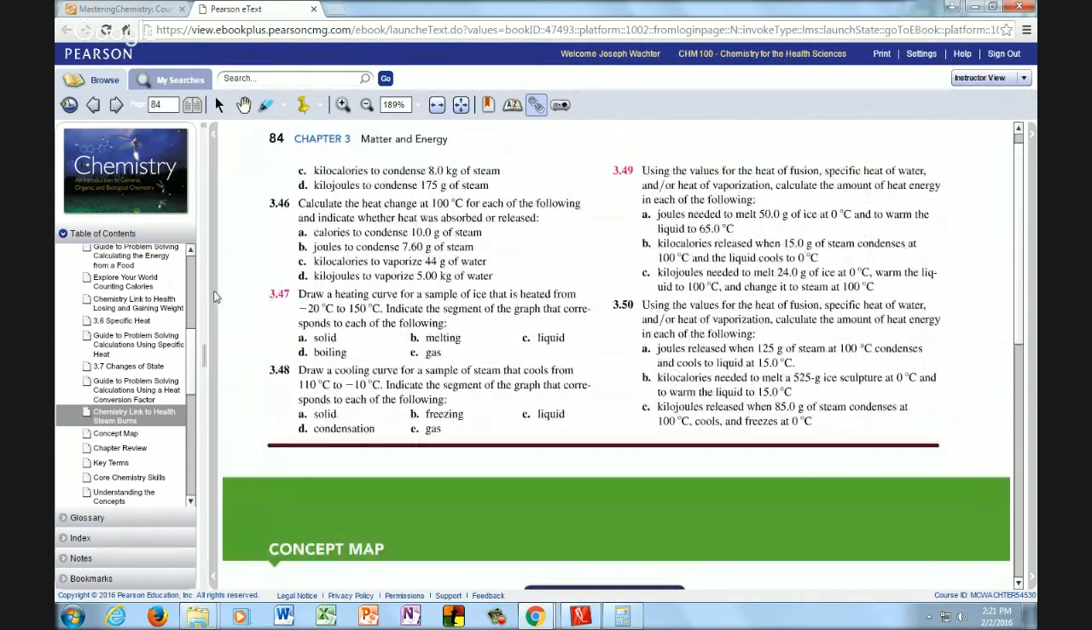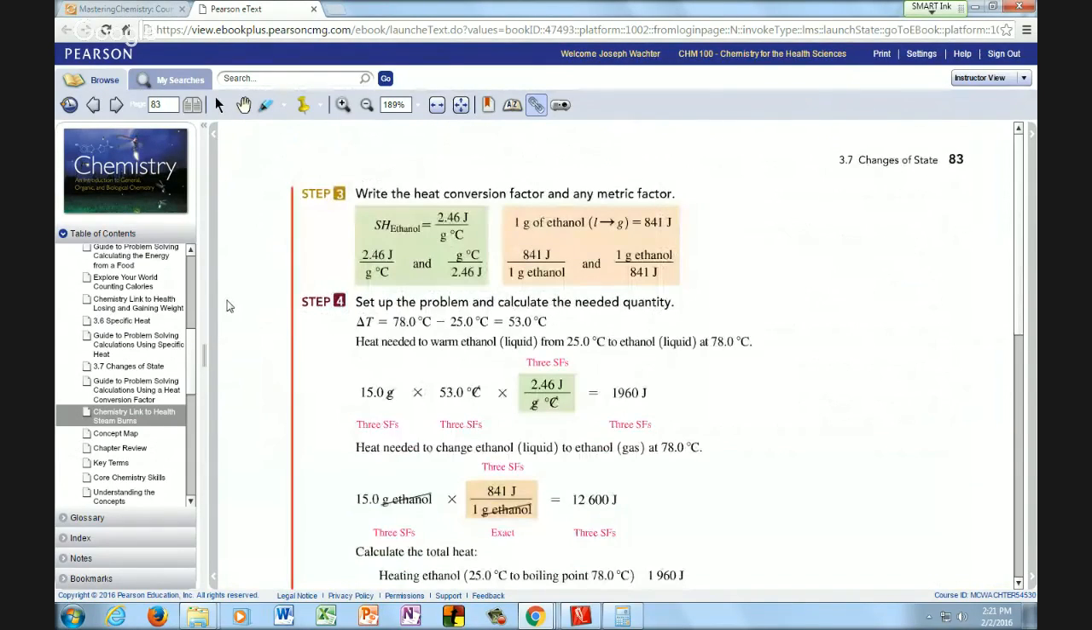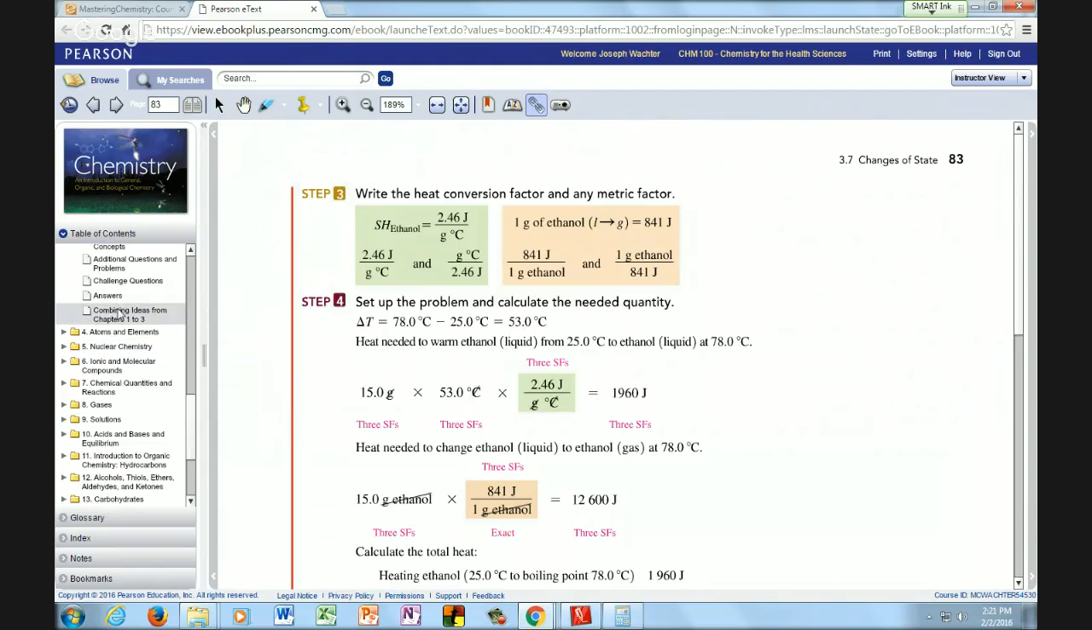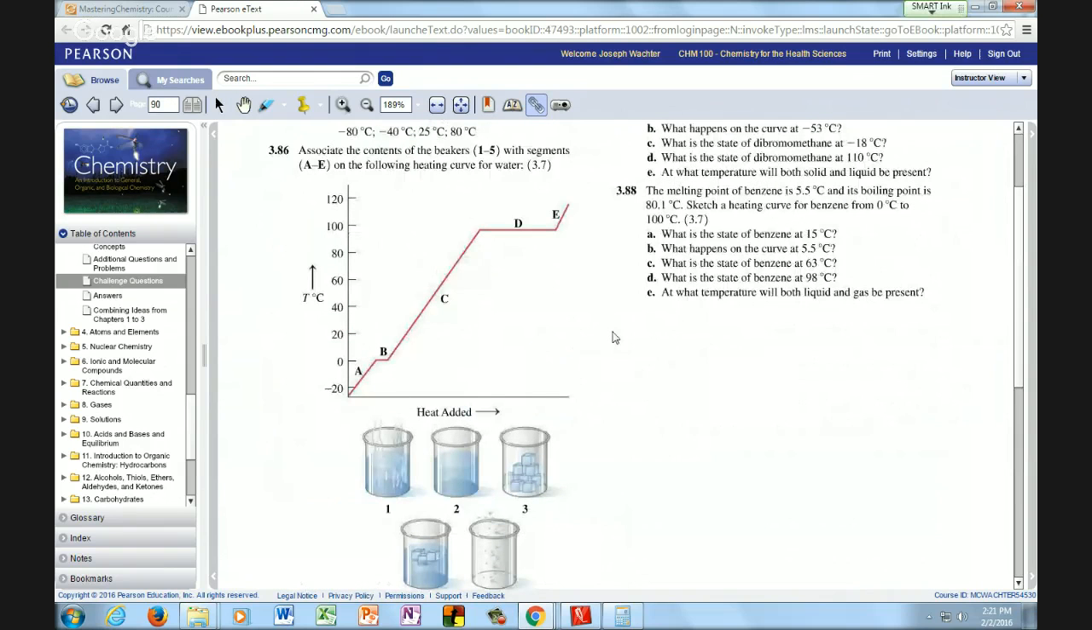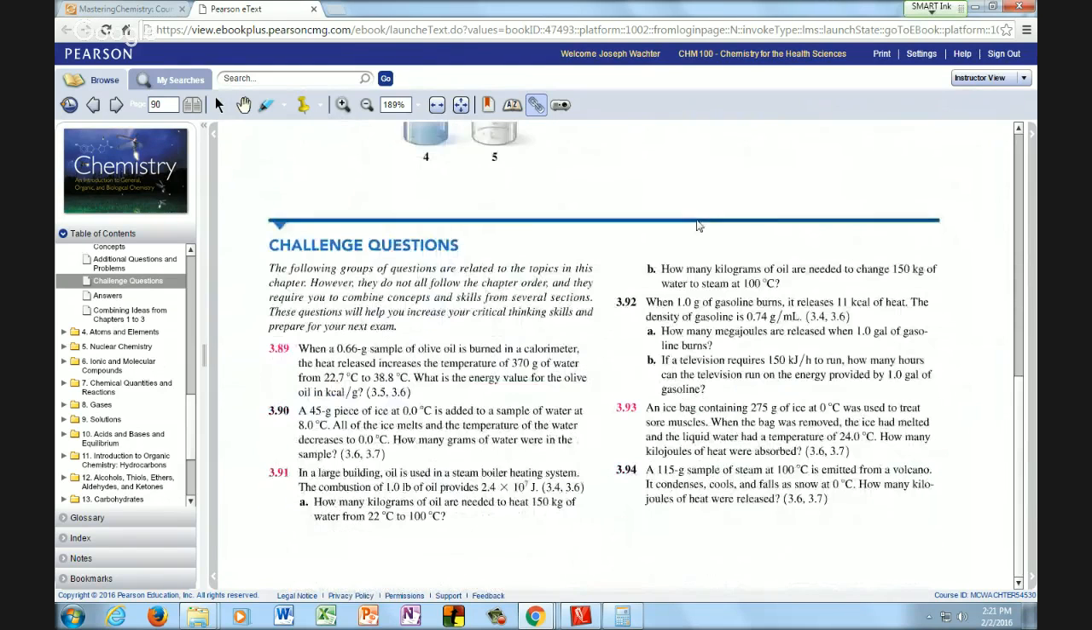Okay. So for this chapter, you should be able to do those basic heat calculations that are in the homework, but you don't need to combine them. What you'll find, if we look at some of these more difficult questions, like take a look at this one. A 45-gram piece of ice at 0 degrees is added to a sample of water at 8 degrees. All of the ice melts, and the temperature of the water decreases to 0. How many grams of water were in the sample?